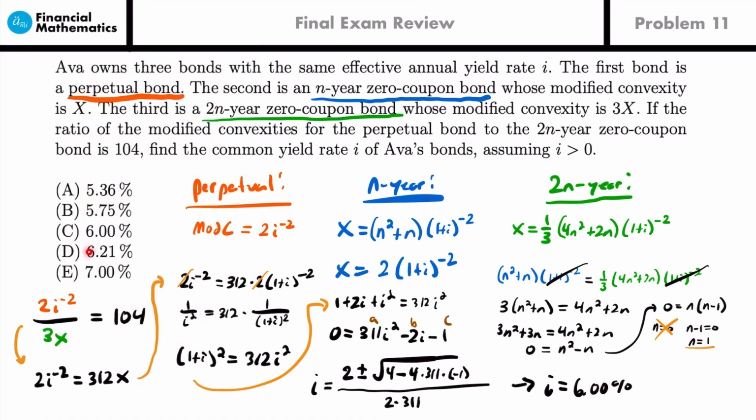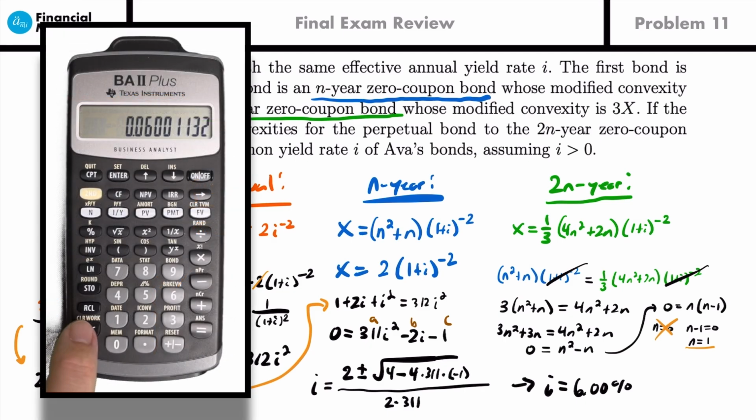That does seem to be one of our answer choices. So we could probably stop here if we wanted to, but just to show you that the other interest rate is negative and it's not the right answer, I'll do that here as well. So let me clear my work.